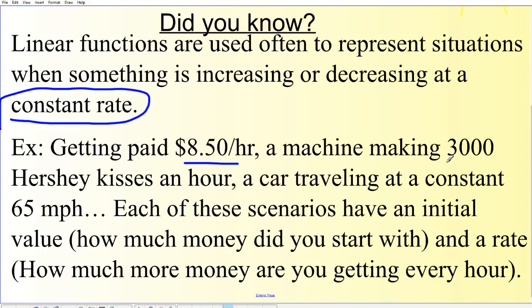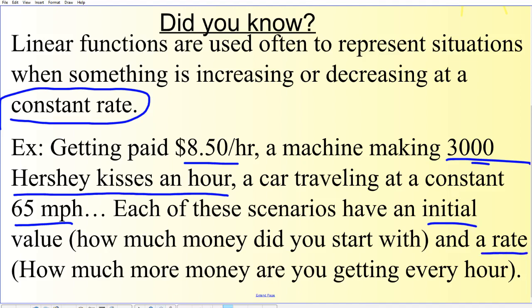Okay? So if I complete the example and read on, it says getting paid $8.50 an hour, a machine making 3,000 Hershey Kisses an hour. If that's what the machine is set at, it will make those 3,000 kisses every hour. That's a constant rate. A car traveling at a constant rate of 65 miles per hour, like when you put the cruise control on and it's just going at that same speed all the time. Now, each of these scenarios has an initial value, which is like how much money you start with or how far you've already traveled. And they also have a rate.